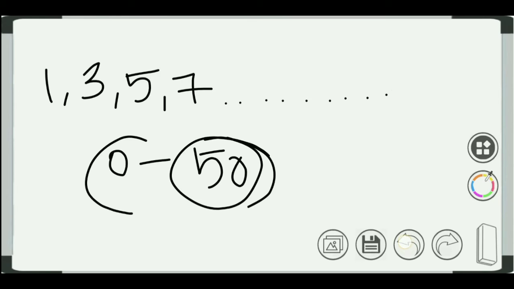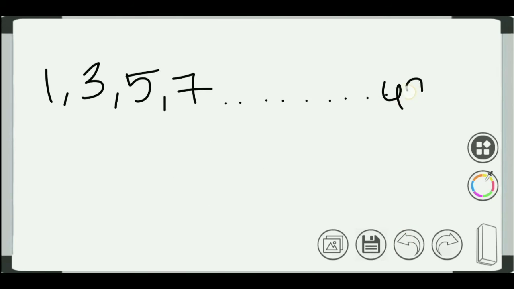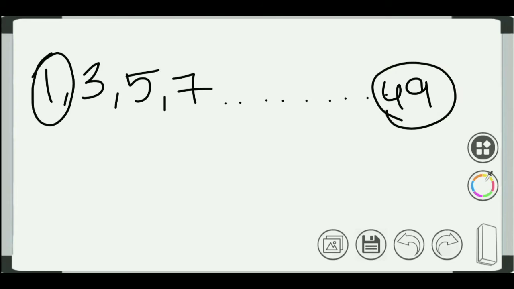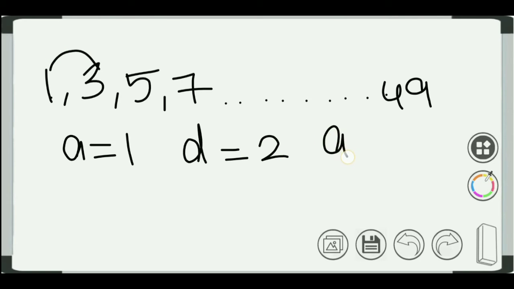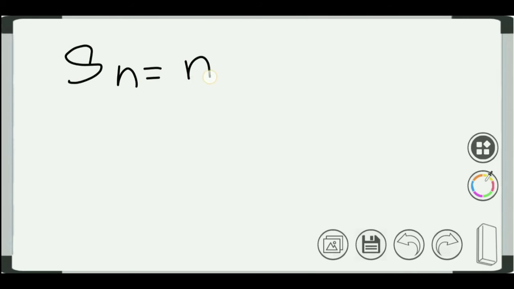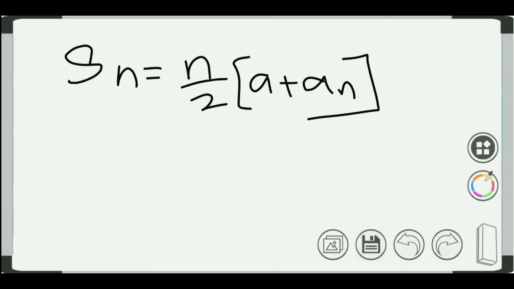Okay. So you need to find the sum of the odd numbers 1 to 49. Now you can write a is equal to what? First term, 1. What is d? 3 minus 1 is 2. And the last term is 49. So you can use the second formula of sum of n terms. Sn = n/2 (a + an), because we know the value of an. So I am taking the second formula.